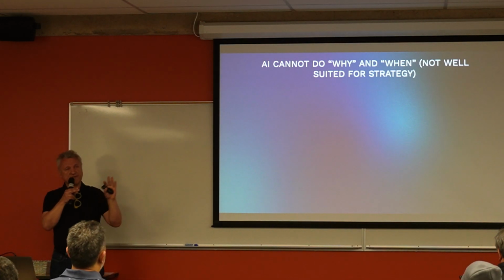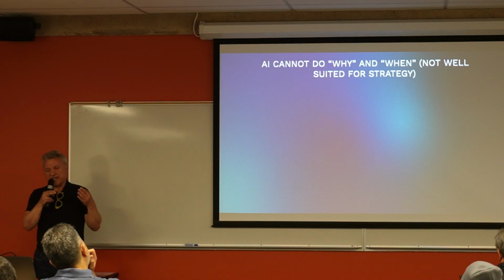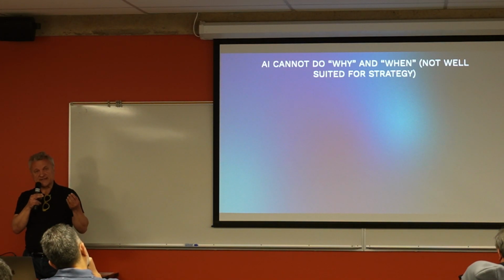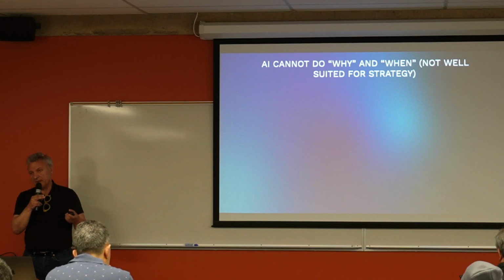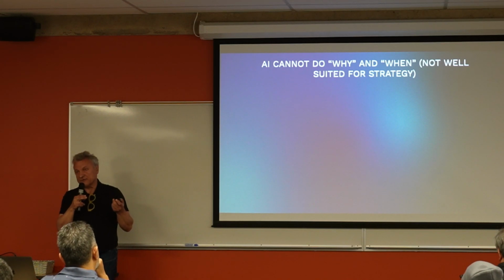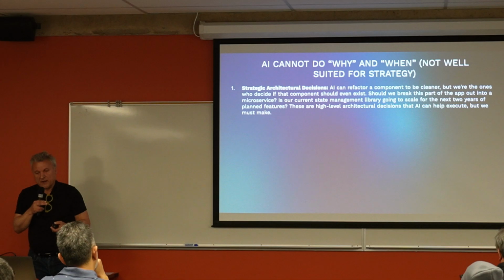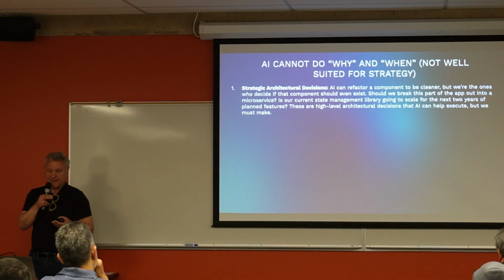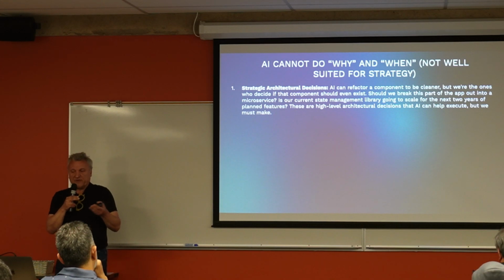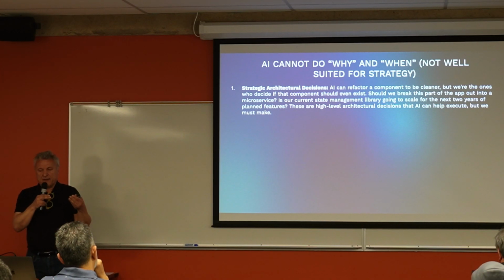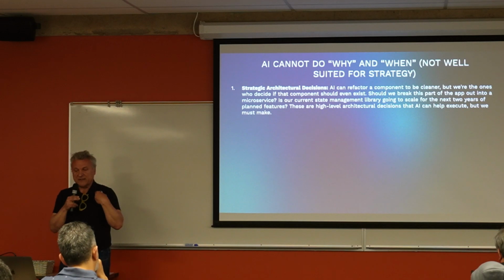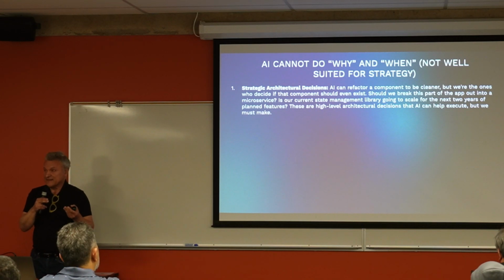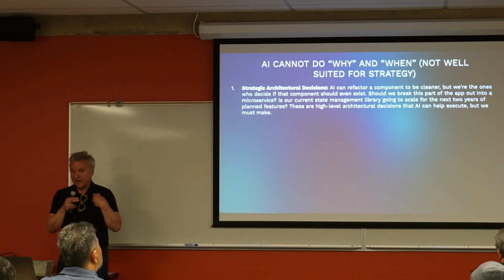What AI cannot do, on the flip side, I find that it cannot do why and when. It is not well suited for strategy, at least in my opinion. Maybe somebody disagrees, let me know. Strategic architectural decisions: AI can refactor a component to be cleaner, but we are the ones who decide if that component should even exist. It's on us.